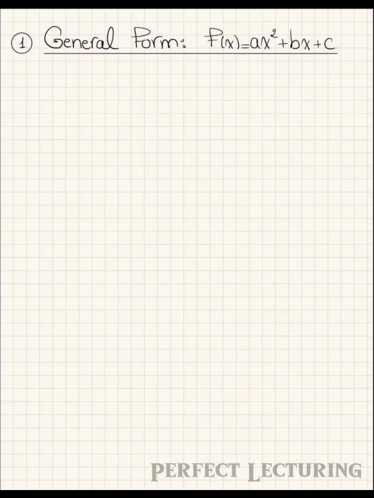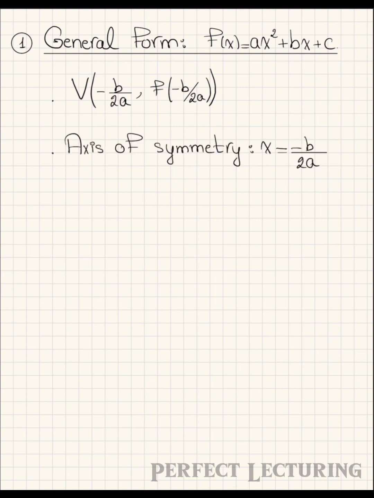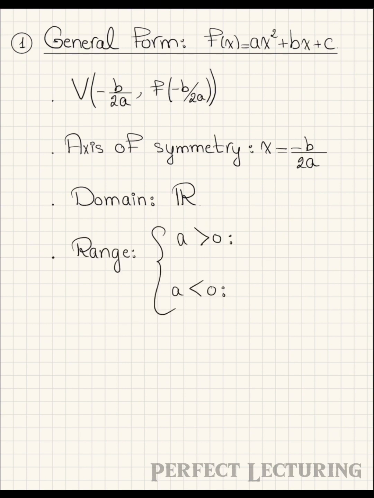If a quadratic function is expressed in the general form, then the vertex has coordinates minus b over 2a and f of minus b over 2a. The axis of symmetry has equation x equals negative b over 2a. The domain is always all real numbers. What about the range? We have two cases. If a is positive, then the range is closed at f of negative b over 2a, going up to infinity. And if a is negative, then the range will be negative infinity up to f of negative b over 2a.